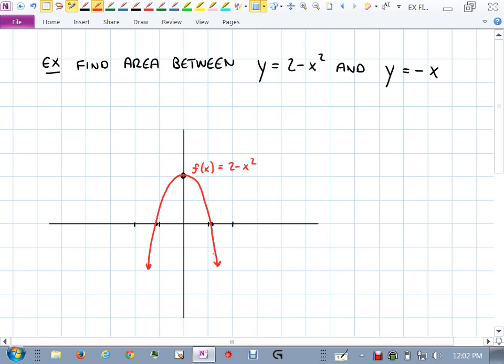Okay, the other function, y equals negative x, is what? A line, right? It's y equals mx plus b. That means the y-intercept is 0. It has a slope of negative 1. So we have the y-intercept is 0, slope is negative 1, which means it comes down like this, and it comes up like this.